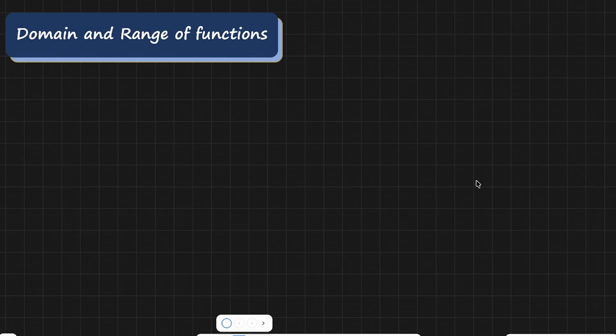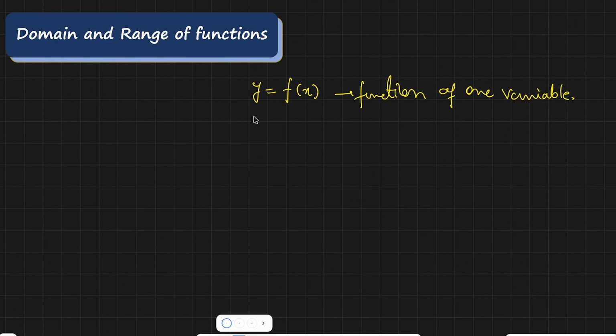Domain and range of the function of two variables. Okay, what is a function of two variables, that I will simply explain to you. So y is equal to f of x is called a function of one variable. Okay, so it is a function of one variable. It means your y is totally dependent on this x. This is called a function of one variable.